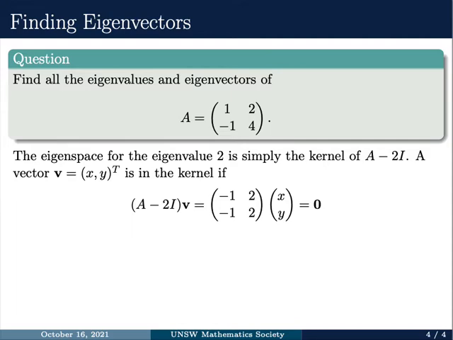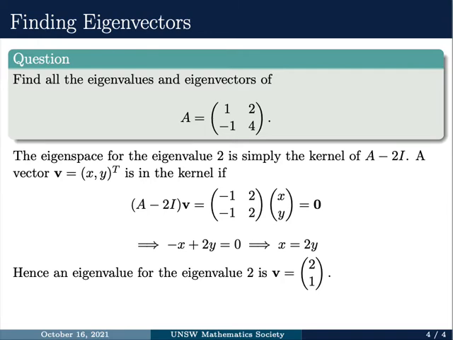If I apply this matrix to v, we should get the 0 vector. If I expand out this matrix, I will get a single equation, which is negative x plus 2y equals 0, or x equals 2y. So this is saying that any vector where the first component is 2 times the second component would lie in the eigenspace. One example of this would be the vector 2, 1. Its first component is 2 times its second component. So this vector lies in the eigenspace, and so it is an eigenvector with an eigenvalue of 2.